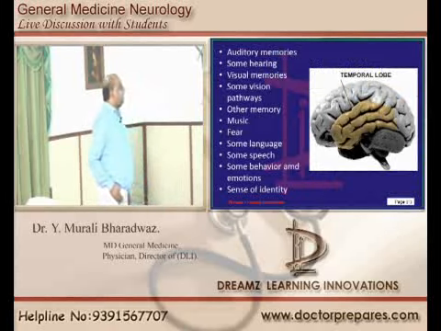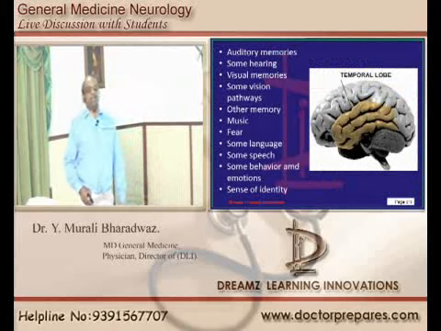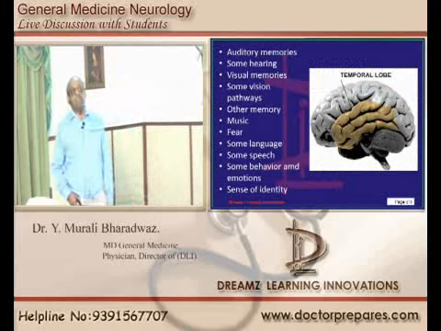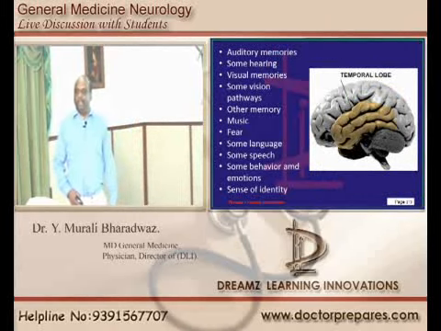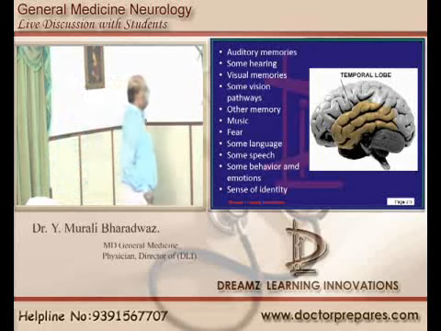Temporal lobe: all our memory, music, fear, language, speech, and sense of identity. I am a resident of this country; wherever I live is a great country. So you go to America, you will wear the American jeans only. So sense of identity is also temporal lobe.